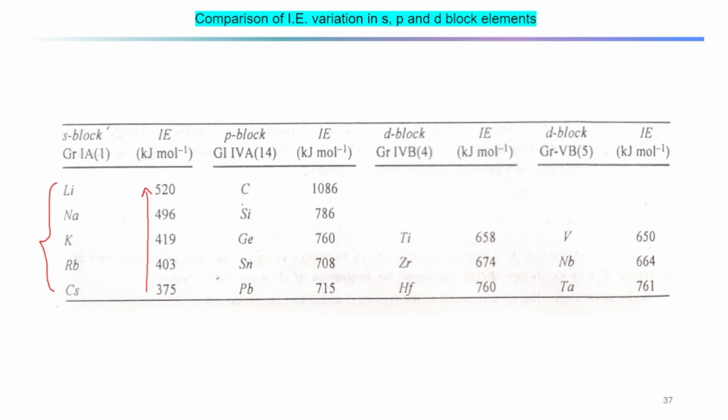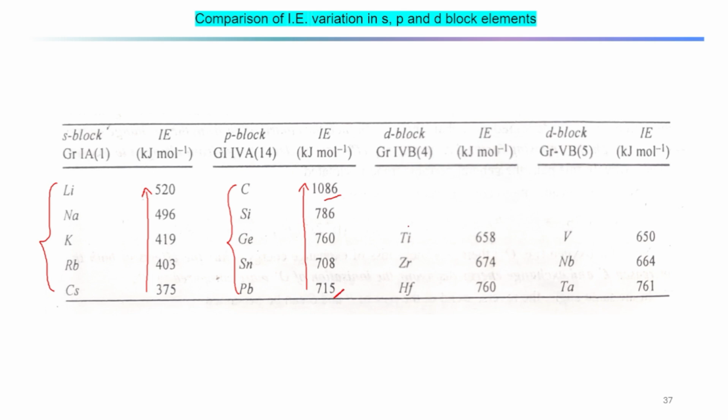Same thing we can see in group 14, carbon, silicon, germanium, tin and lead. Again, we can see the ionization energy is actually decreasing from top to bottom, or we can say from bottom to top, it is increasing. In case of carbon, the ionization energy was 1086 kilojoule per mole, whereas in case of lead, it is only 715 kilojoule per mole. But now let's see the D block elements.